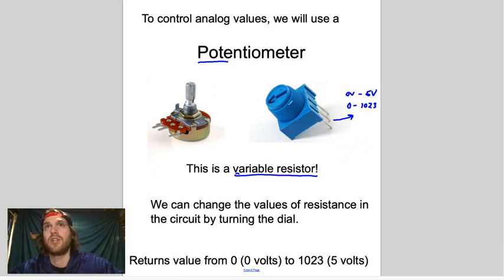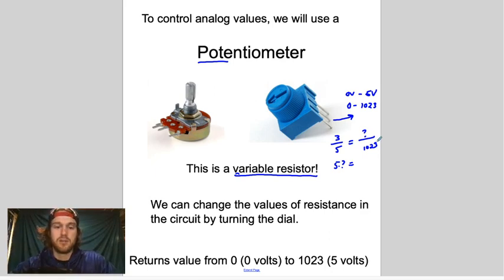So what would the potentiometer be reading for, like, 3 volts? So that's 3 out of 5 is what out of 1023? Well, you guys can do some cross multiplying here. So 5 times question mark is equal to 3 times 1023. I'm doing this spontaneously. This was not originally planned, but we can do that really fast. Math, what the heck? Math is fun, right?